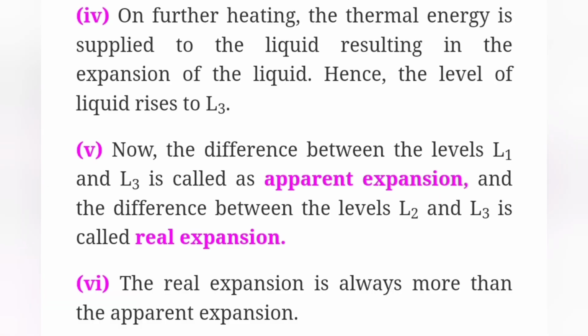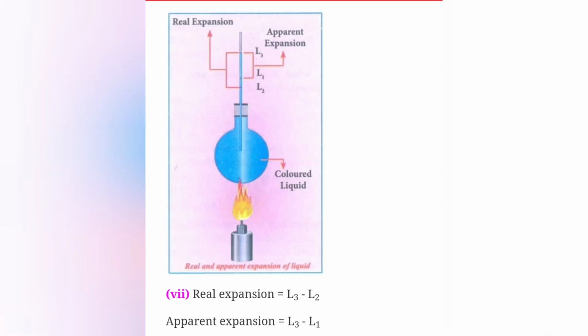Fourth point, on further heating, the thermal energy is supplied to the liquid, resulting in the expansion of the liquid. Hence, the level of liquid rises to L3. Fifth point, now the difference between the level L1 and L3 is called apparent expansion, and the difference between the level L2 and L3 is called real expansion. Then sixth point, the real expansion is always more than the apparent expansion. Then draw this diagram and mark the points. Seventh point, the real expansion, then apparent expansion.